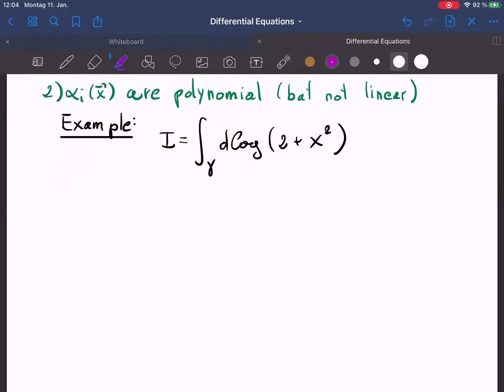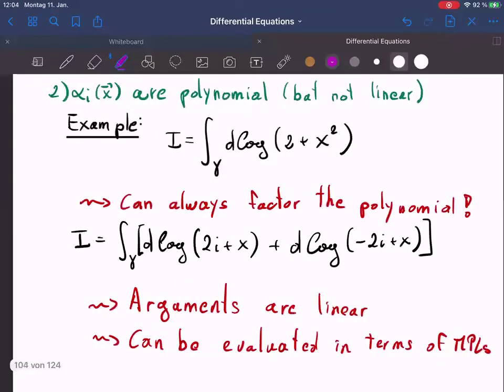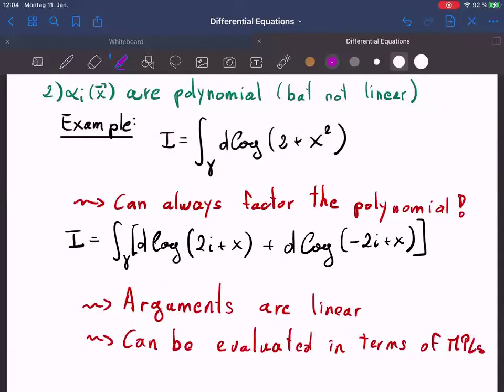So this is actually very simple. It's actually simpler than the previous case, because you can easily convince yourself that, well, if it's a polynomial, I can just factorize it. The argument is 2 plus x squared. It's quadratic in x, but a quadratic polynomial, I can factorize it always into linear factors. I may have to introduce square roots, I may have to introduce complex numbers, but I can do it. And then you're back to the previous case. So if you have something that is polynomial, but not necessarily linear, you can always go back to the case where the arguments are linear and you get polylogs.